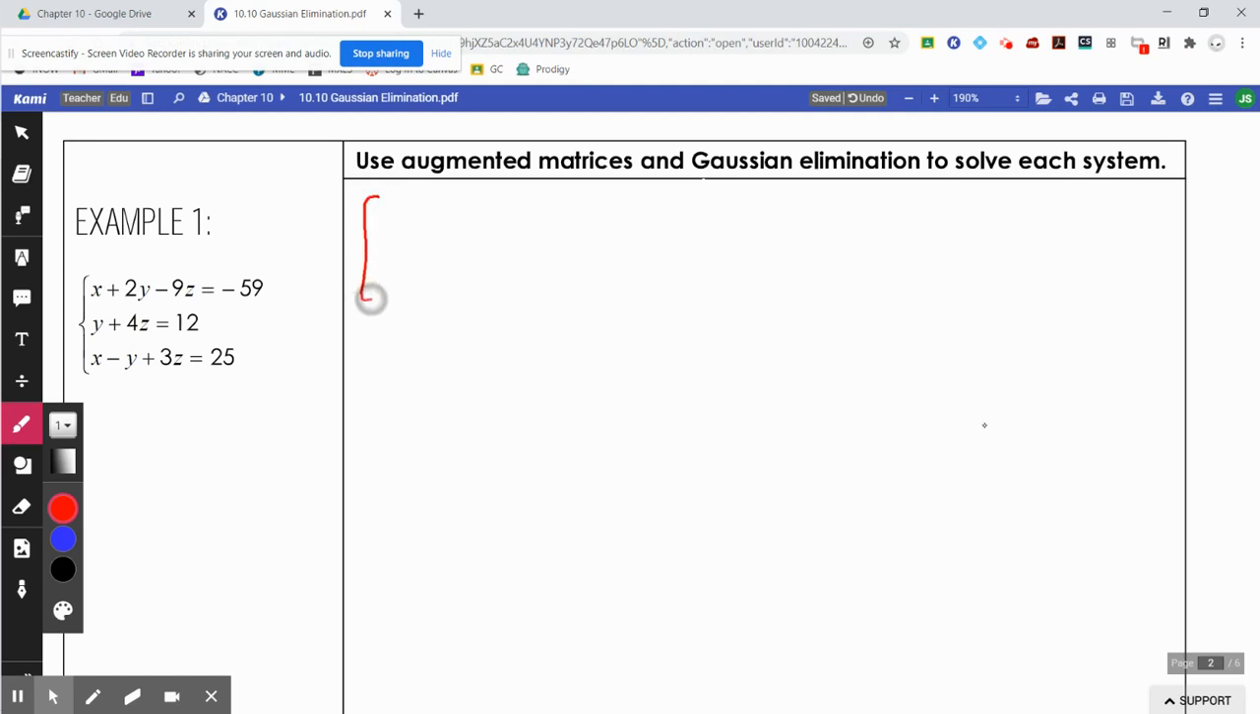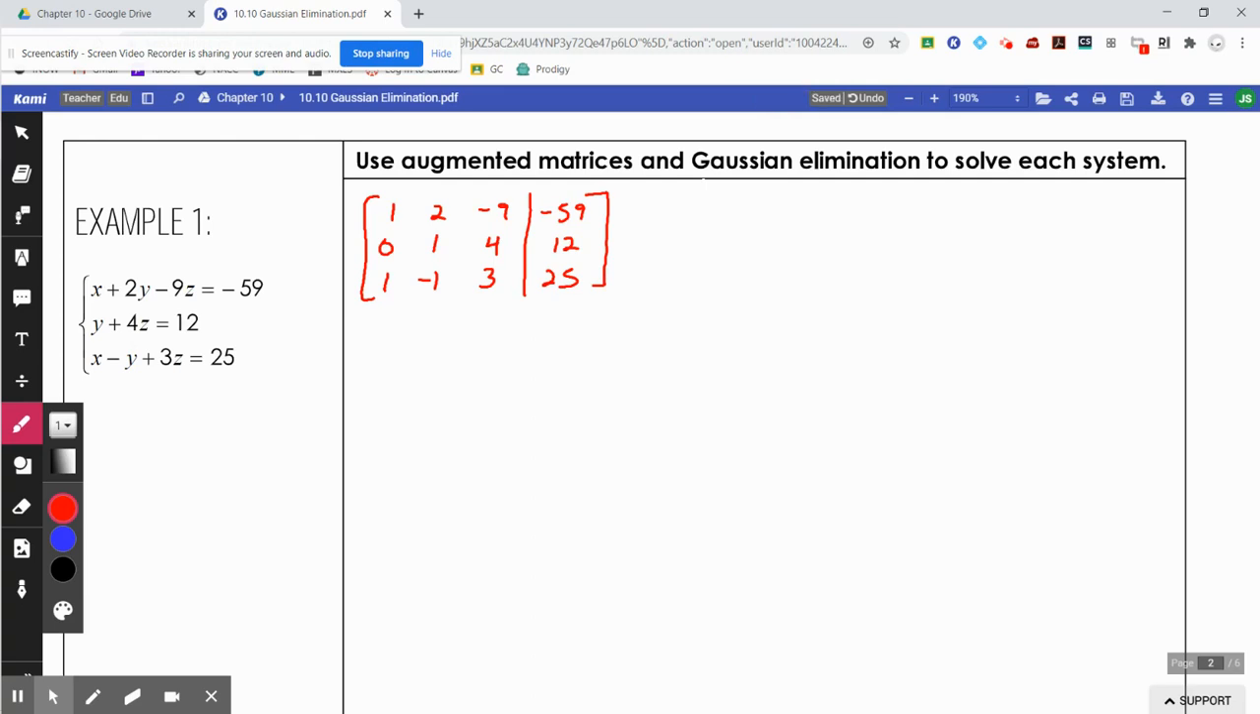So step number 1, let's write it not as a coefficient matrix, but as an augmented matrix. So we have a 1, a 2, a -9, and the -59. You have no x's. You have 1 y and 4 z's, and that's equal to 12. And then you have 1, -1, 3, and 25. So this is actually nearly in the form that you want it in, okay?